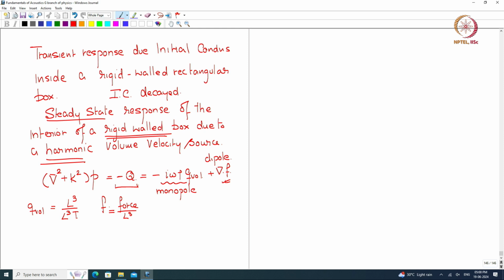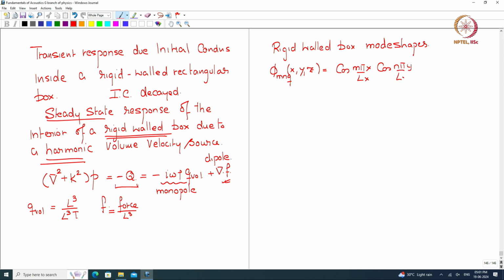So now we will use the rigid walled box mode shapes, which is phi mnq of x, y, z, equal to cos m pi x over Lx into cos n pi y over Ly into cos q pi z over Lz.